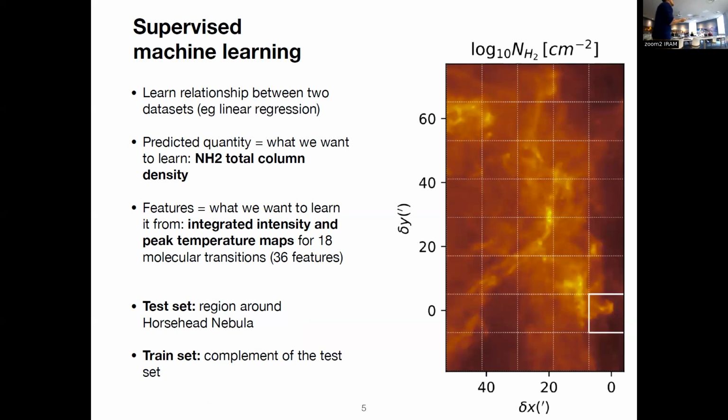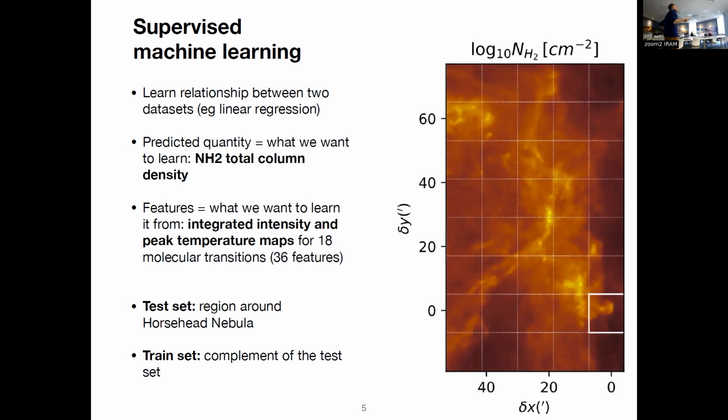And to do that, we use the methods of supervised machine learning, which are very general. And the idea is to learn a relationship between two data sets. So the first data set is going to be the molecules, and the other one is going to be one physical parameter, here the column density. So we want to learn that.